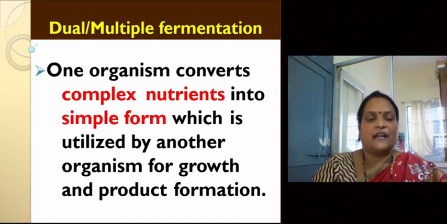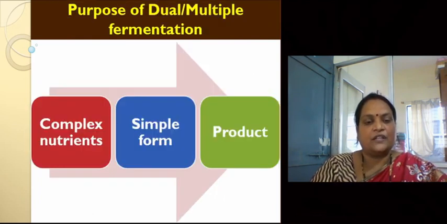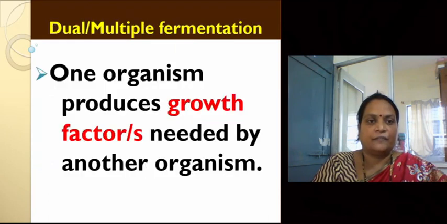But the problem is that the fermentation organism is unable to utilize the complex nutrients. What should be done then? We will use one organism which will act on these complex nutrients, degrade them and convert them into a simpler form. Then our fermentation organism will grow on these simpler forms of the nutrients and produce the product. Complex nutrients are converted to a simpler form, which is utilized by the fermentation organism to give the final product.